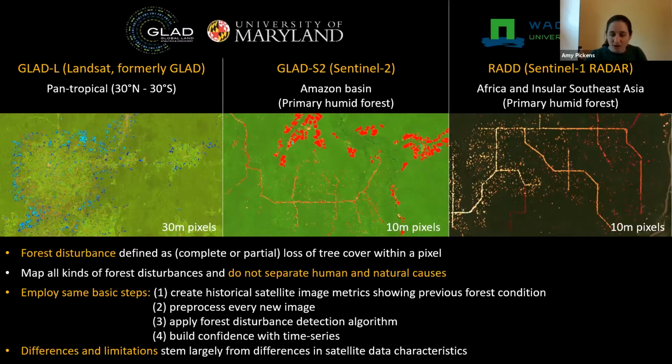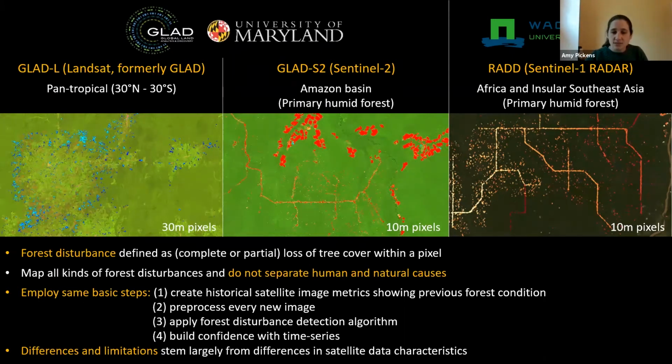So they all are near real-time systems that are mapping forest disturbance and define that as complete or partial loss of tree cover within a pixel. And they map all kinds of forest disturbance and don't separate between human and natural causes. So they'll capture logging as well as storm events. And they all employ the same basic steps of creating historical satellite image metrics that show the previous forest condition. And then for every new image that comes in, pre-processing that so that then we can apply the forest disturbance detection algorithm and can build confidence with the time series.